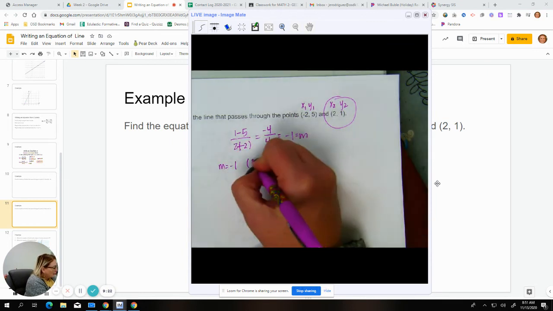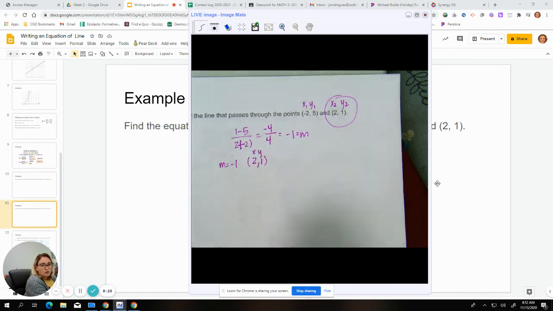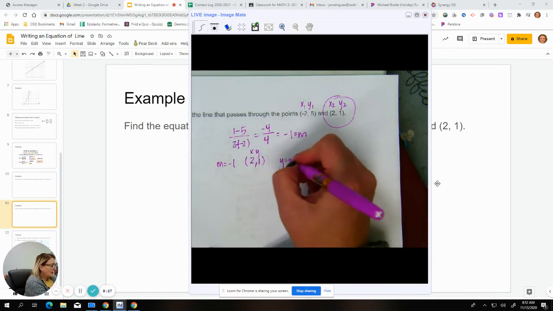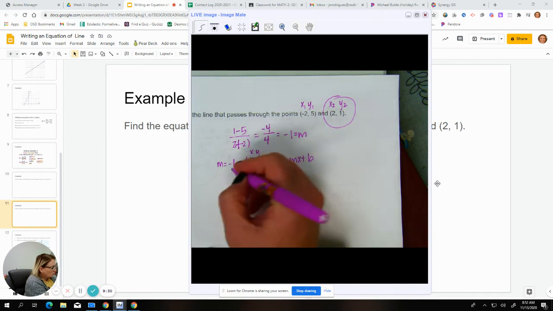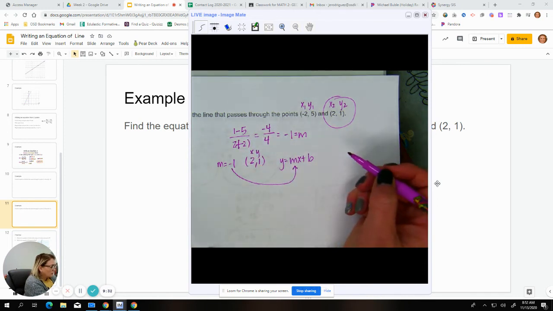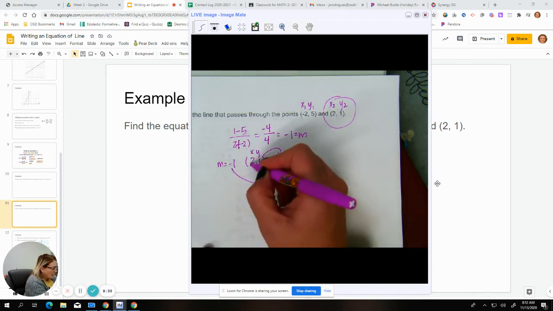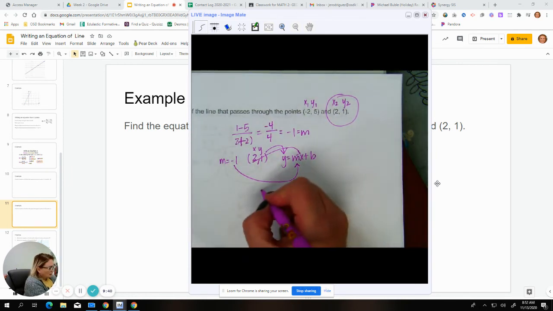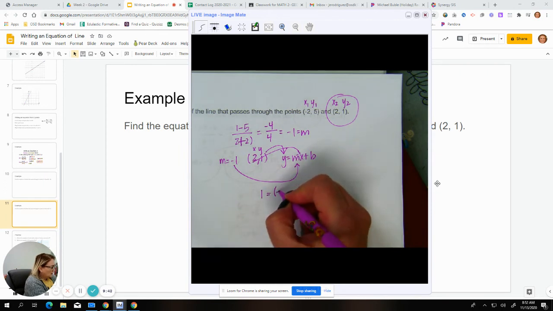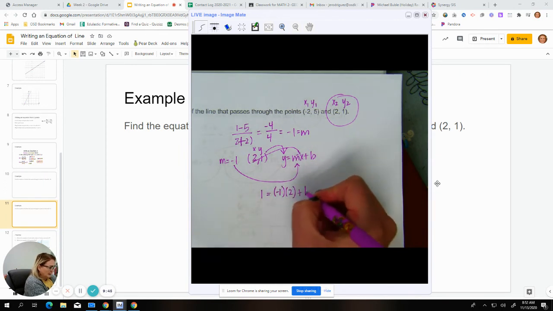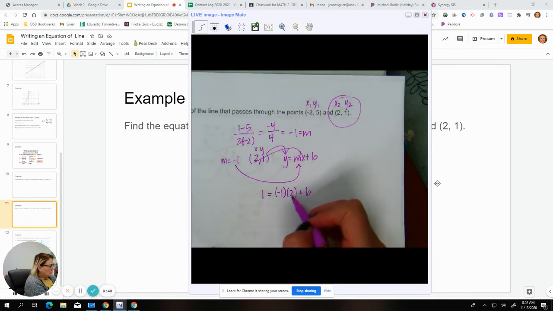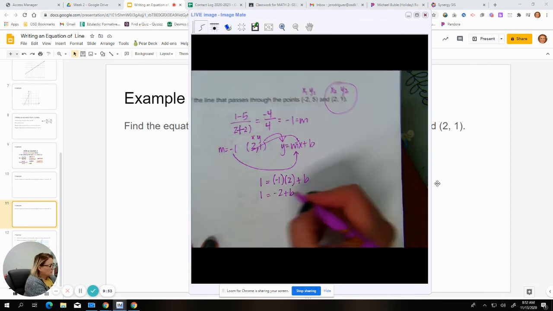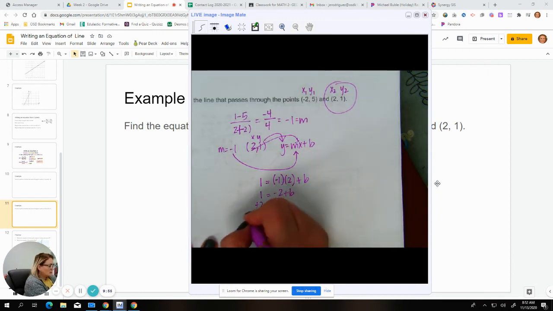And then my x and y values are going to be the point (2, 1). Again, I'm going to plug that into my equation. So negative 1 goes where m is, 1 goes where y is, 2 goes where x is. So that tells me this is going to look like 1 equals negative 1 times 2 plus b. Negative 1 times 2 is negative 2. To solve this for b, I would add 2 to the other side. b is going to be 3.